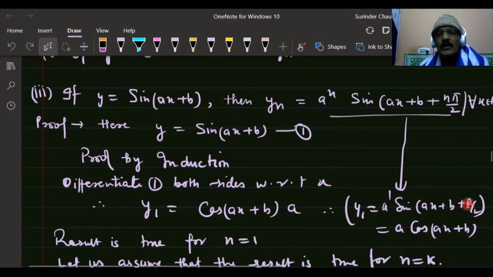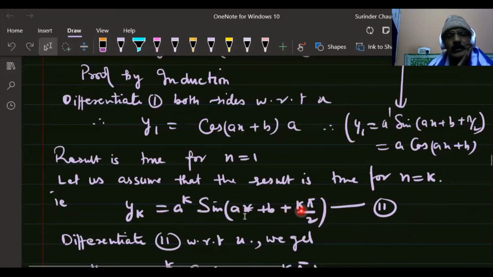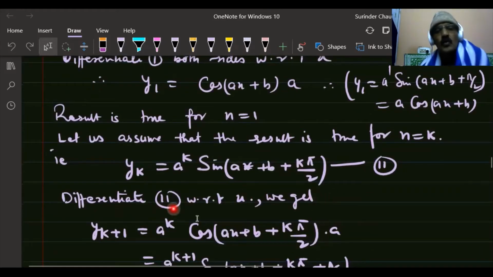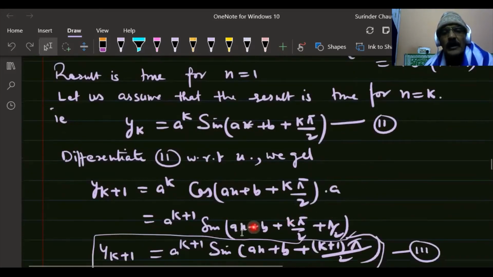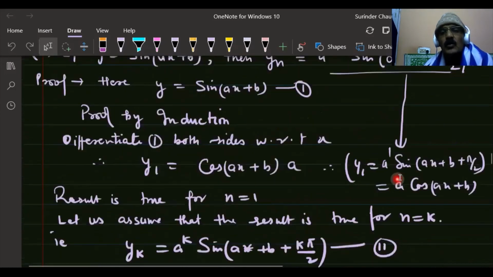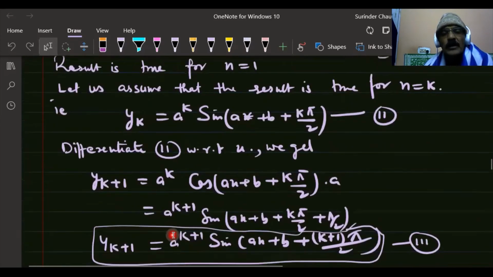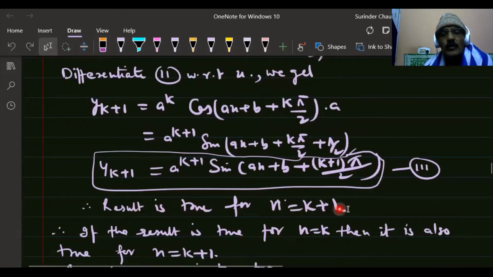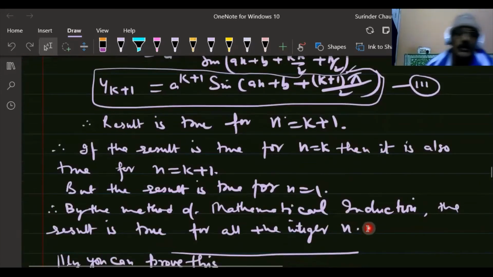Here we got this, and there is the same one here. This is 1, we got y in terms of n, that is equal to 1, assume that is equal to k. Now differentiate that, for n equal to k, with x. So differentiate this, for k plus 1, this is k, differentiate this, we get cos into a, convert that cos into sine, and put n is equal to k plus 1 here. Here you get the same result, so the result holds for k plus 1. Assume the result is true for n equal to 1, and the result is true for n equal to k, then the result is true for k plus 1. Hence, by the principle of induction, the result is true for all natural numbers.